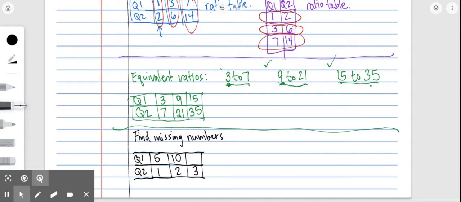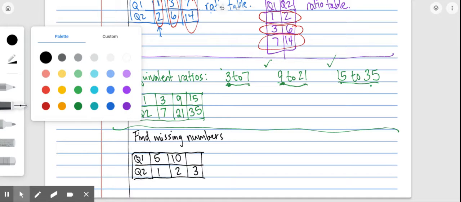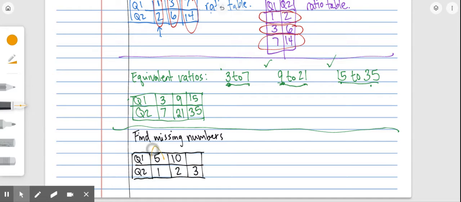So I've got quantity 1 and quantity 2. My first ratio is 5 to 1, and I can tell that because they're lined up, 5 to 1. My second ratio is 10 to 2, and my third ratio is something to 3. So let's look for patterns happening in this. I want you to pause for a second and see if you can find the patterns that are happening in this ratio table.